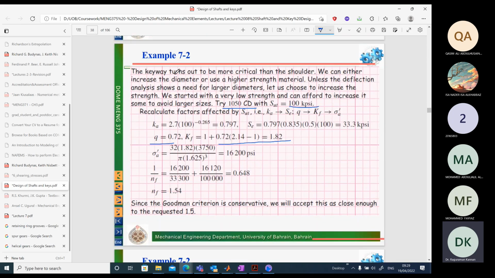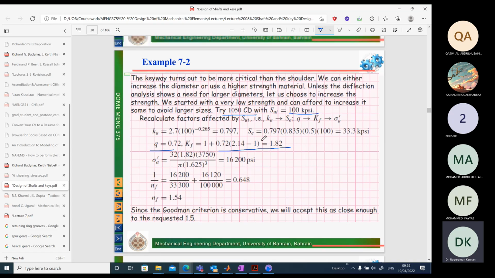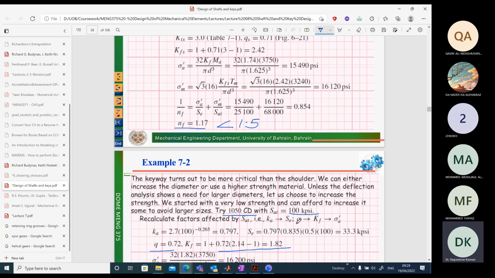Let's read through this. The key seat turns out to be more critical than the shoulder. We can either increase the diameter or use a higher strength material. Unless the deflection analysis shows a need for larger diameters, let us choose to increase the strength. So they have changed the material here. The Q and KF values ideally should not change. I don't know why they have changed here for the key seat.